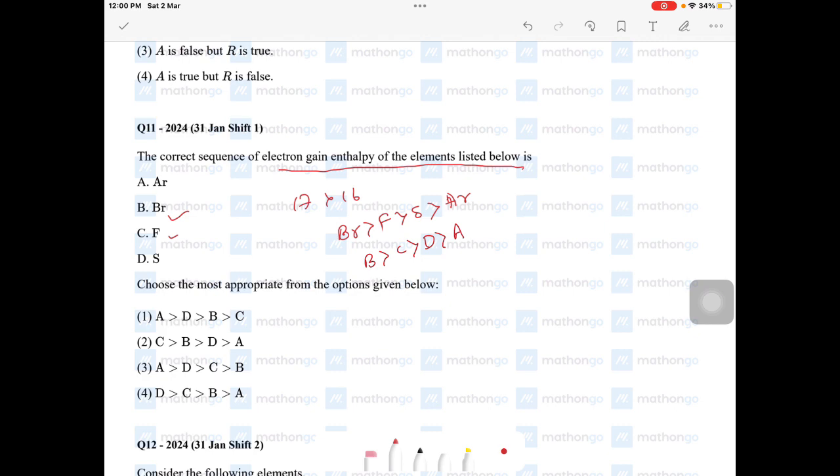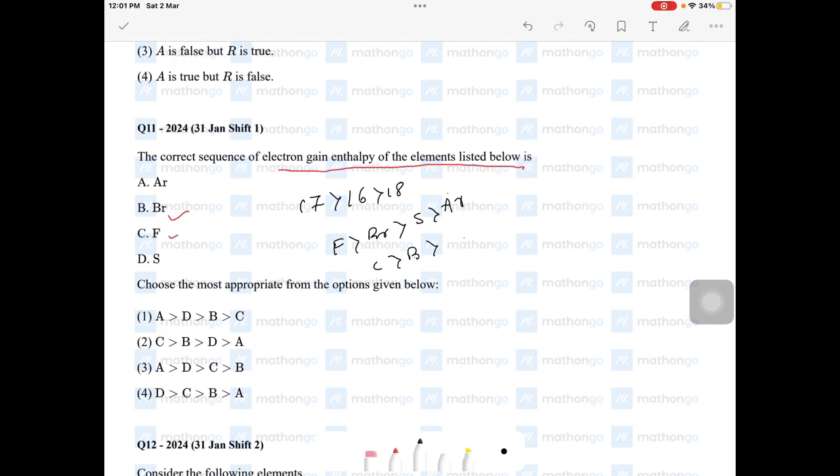Sorry, 17th is greater than 16th, then 18th. Now in the 17th group, down the group it decreases, that's why fluorine is greater than bromine, then sulfur, then argon. According to that, C is greater than B, then D, then A. Second one is correct.